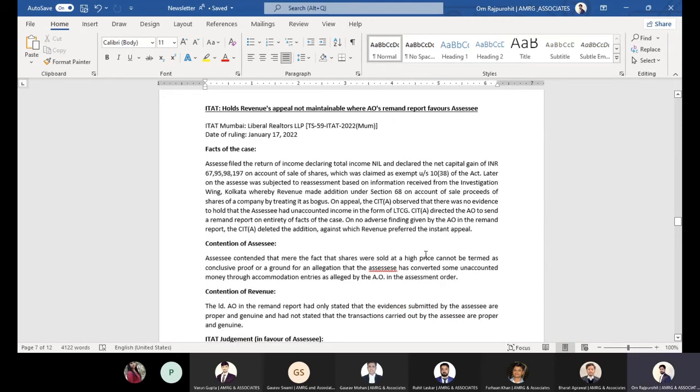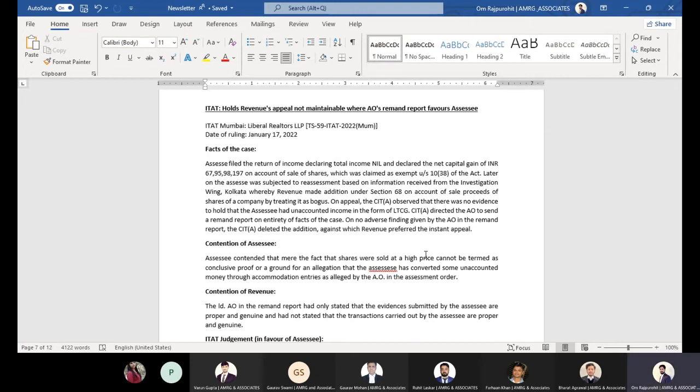Now coming to the next case law, which is again pronounced by the Mumbai ITAT. So what happened in this case law? The assessee filed a return of income and declared capital gain of about 67 crore with respect to the sale of shares. Later on, the matter was subjected to reassessment due to a report of information received from the investigation team in Kolkata, whereby the revenue made an addition under section 68 on account of sale proceeds from shares, treating the sale as bogus.